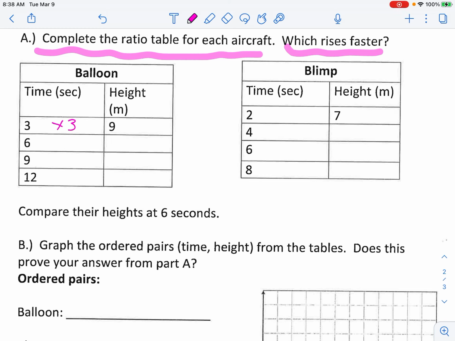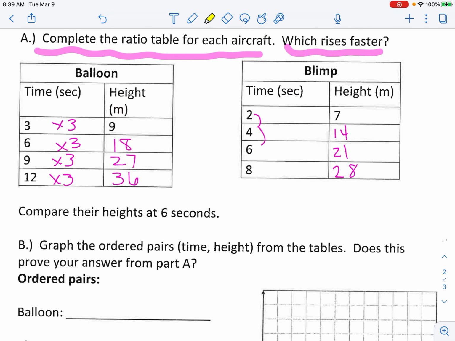so 3 times 3 is 9, 6 times 3 is 18, 9 times 3 is 27, and 12 times 3 is 36. Over here, the rate is increasing, so it's doubling. So 2 times 2 is 4, 4 plus 2 is 6. So they're counting by 2's over here. So this is going to be 14, 21, and 28.